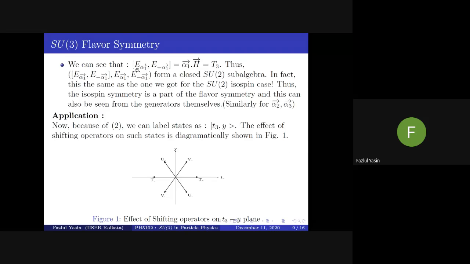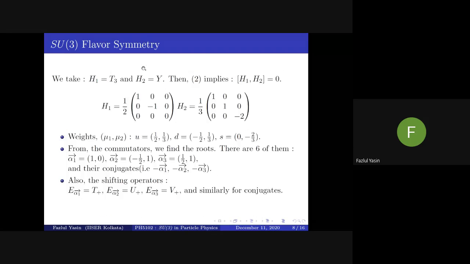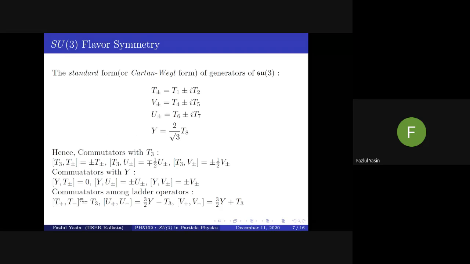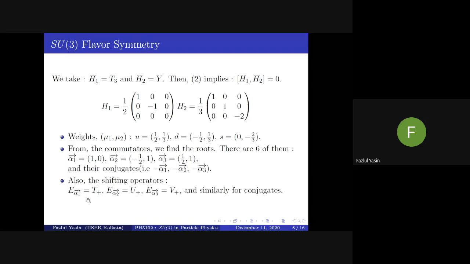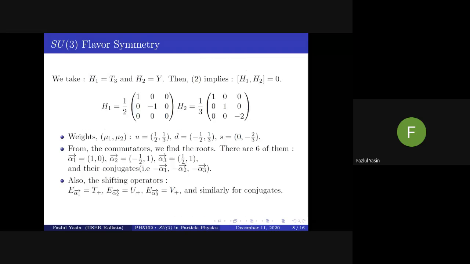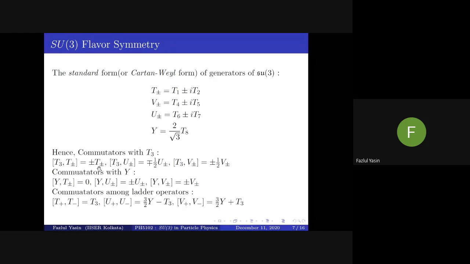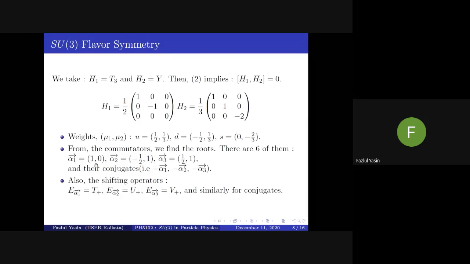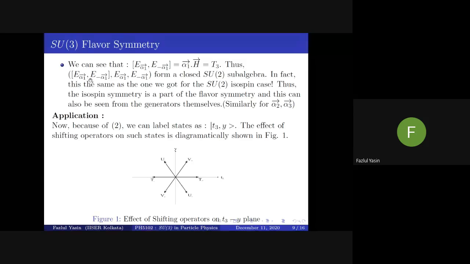So another thing we can notice is from the commutators of the shifting operators themselves. Here, the commutator of T plus and T minus gives us T3, and this basically implies that E alpha 1 and E minus alpha 1 give us T3. And again, we also found that T3 with T plus minus gives us again T plus minus only. And this implies that E alpha 1 and E minus alpha 1 form a closed SU2 subalgebra.